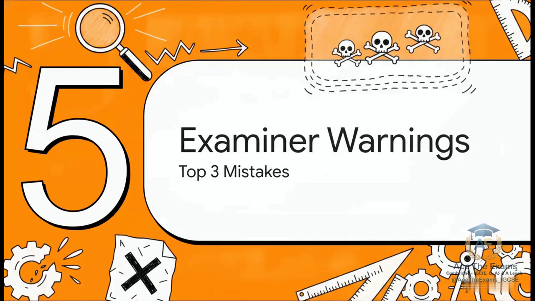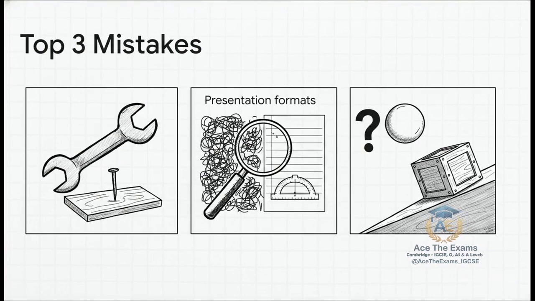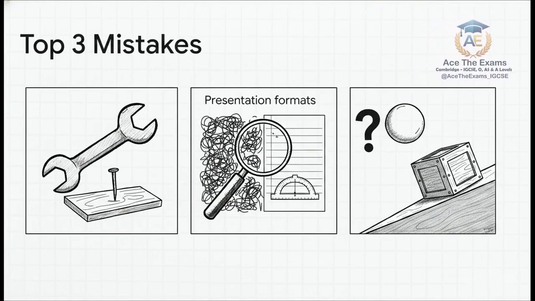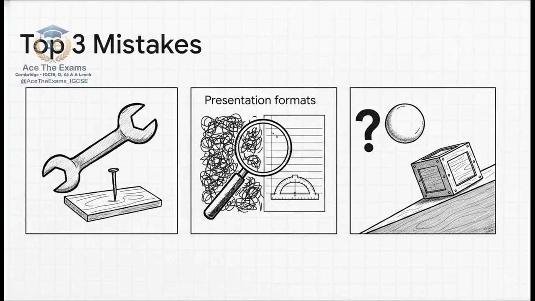This brings us to our final and most critical section, Section 5, Top Examiner Warnings. These points right here are the absolute gold dust. These are direct insights pulled straight from the official Cambridge Principal Examiner reports. Think of this as an autopsy of past exam failures, and we are going to learn exactly what mistakes to avoid. The top 3 ways students lose marks are as follows.